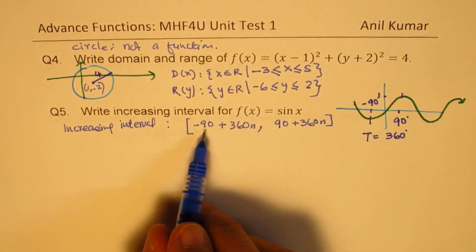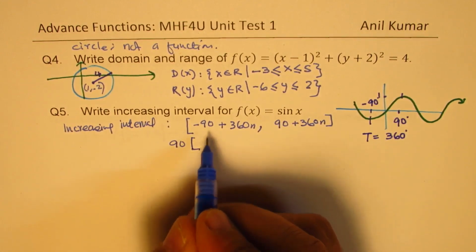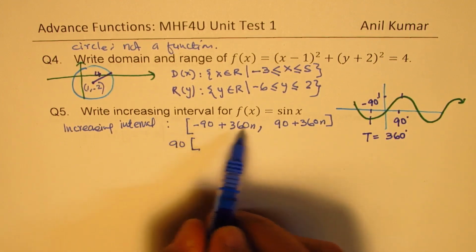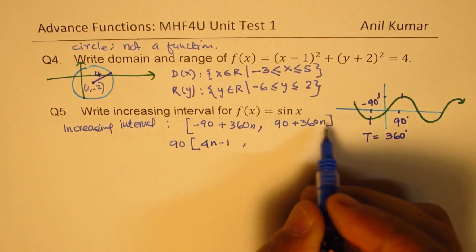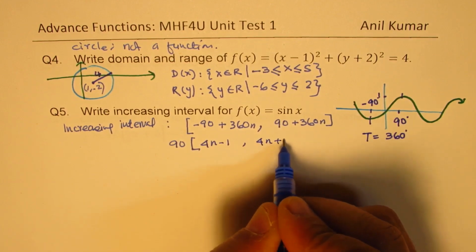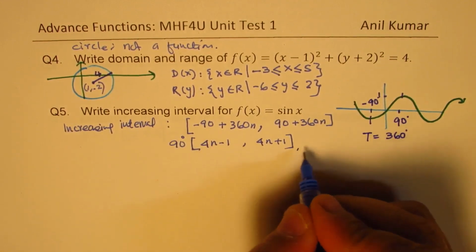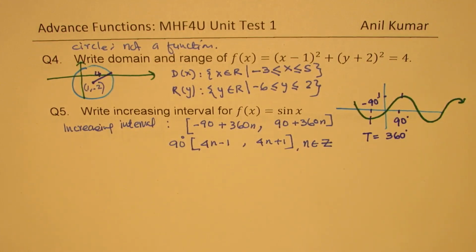Now, to write a general expression, I can take 90 common. So when I take 90 common, this becomes minus 1, and this is 4n, right? So we can write this as 4n minus 1, and here we can write this as 4n plus 1. Is that clear to you? So that becomes the increasing interval in degrees, where n belongs to integers, right? So it repeats after every cycle. So that is how we can answer question number 5. So I hope the concept is clear.